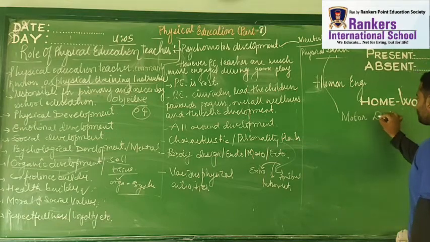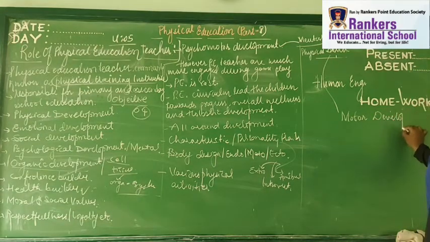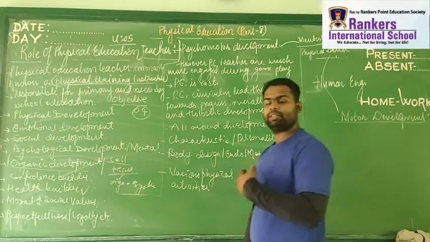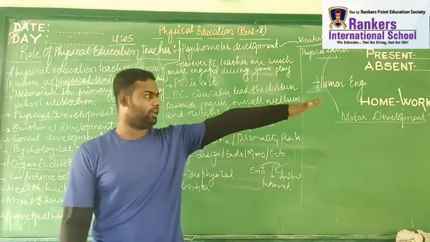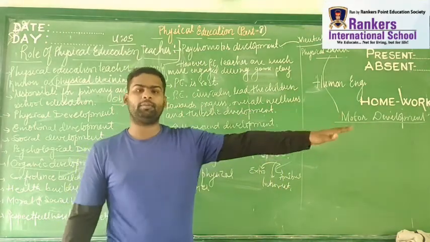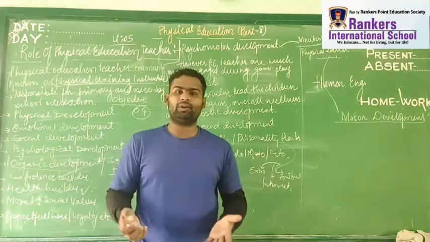Motor development. The smooth and coordinated development of our bones and muscles is called motor development. If I can put my hand here, it's motor development. If I can take my leg here, it is motor development, right?